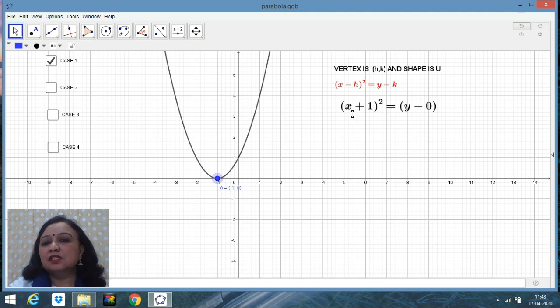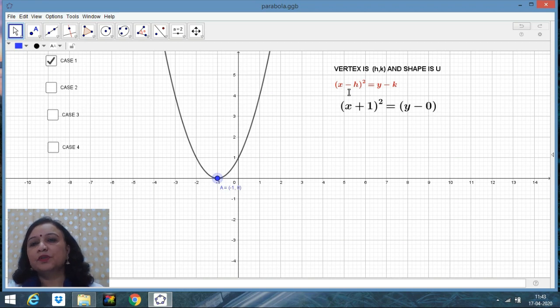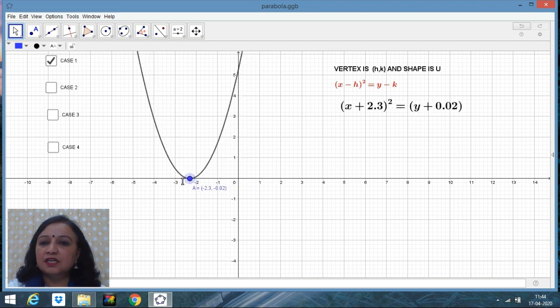As you see, the equation has become (x plus 1) whole square is equal to y minus 0. If you correlate it with the standard form of the parabola, then you can very easily make out that it is going under case first. h is minus 1 because I want x minus h, so in place of h it should be minus 1. So it is (x minus minus 1) whole square is equal to y minus 0. So h is minus 1 and k is 0. So that's why it is turning from (minus 1, 0). Shape is U.